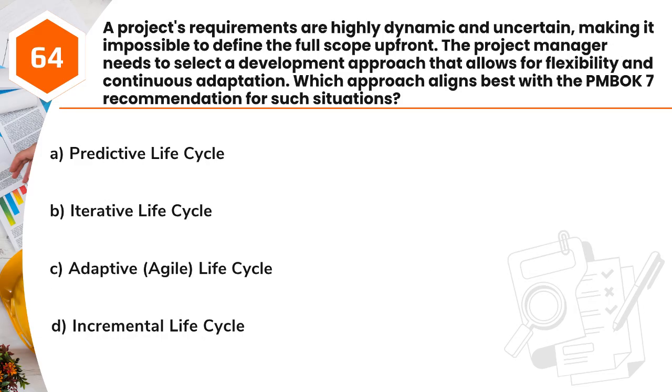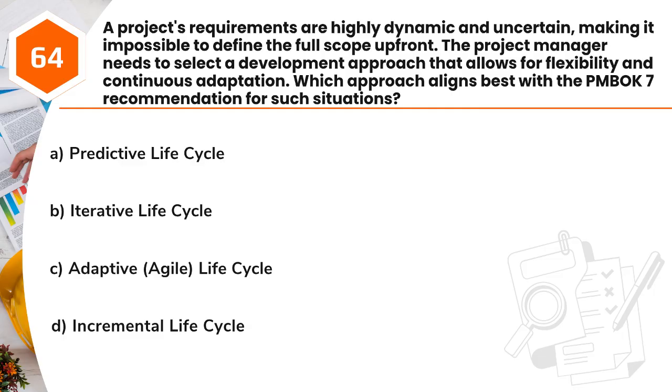Question 64. A project's requirements are highly dynamic and uncertain, making it impossible to define the full scope upfront. The project manager needs to select a development approach that allows for flexibility and continuous adaptation. Which approach aligns best with the PMBOK 7 recommendation for such situations? A. Predictive life cycle. B. Iterative life cycle. C. Adaptive, agile, life cycle. D. Incremental life cycle.